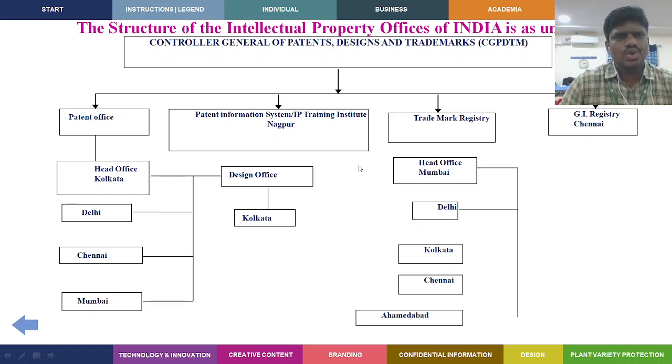So at the end, I want to show you the structure of the intellectual property office in India. The Controller General of Patents, Designs, Trademarks is divided into four parts: Patent Office, Patent Information System, IP Training Institute, Nagpur, Trademark Registry, and GI, Geographical Indication Registry, which is located at Chennai. The Patent Office head office is at Kolkata. There is a design office at Kolkata. Next, there are other offices at Delhi, Chennai, and Mumbai under the patent office. The patent IP training institute is at Kolkata. The Trademark Registry has its head office at Mumbai, with regional offices at Delhi, Kolkata, Chennai, and Ahmedabad. So this is the structure of the intellectual property office in India.